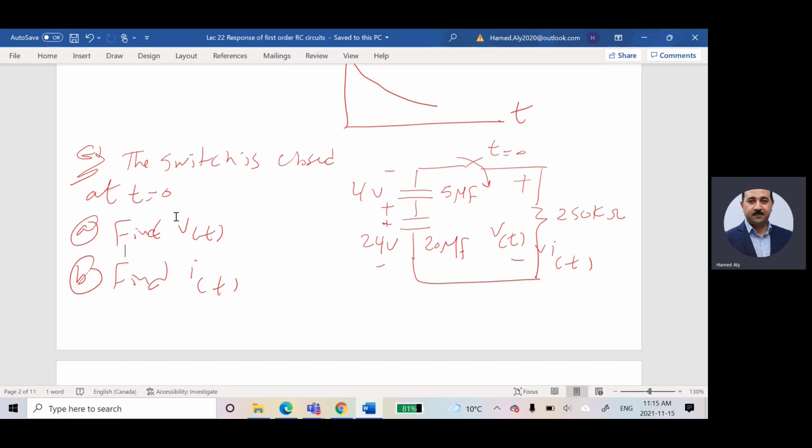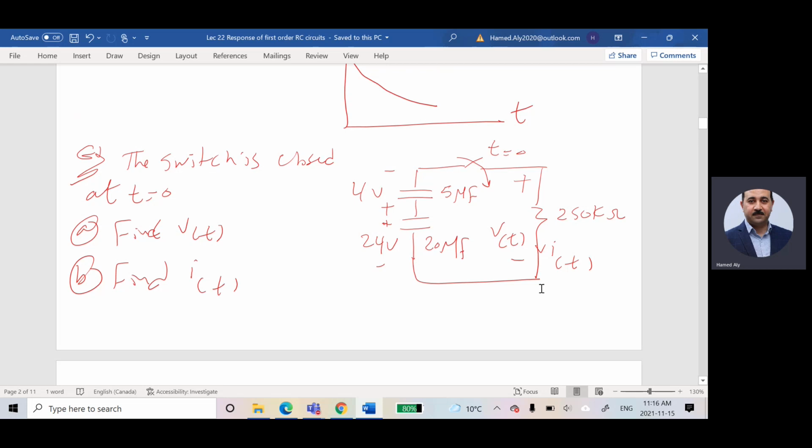And he told me that after moving the switch, the initial voltage across 5 microfarad is 4 volts, and the initial voltage across 20 microfarad is 24 volts. And pay your attention, I have different polarities. Then he is asking me to calculate V of t, which is this voltage, and I of t.